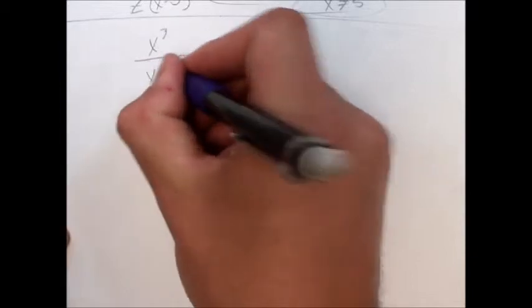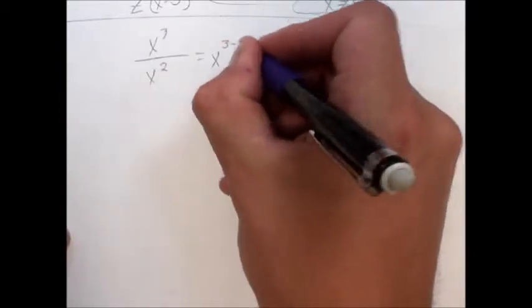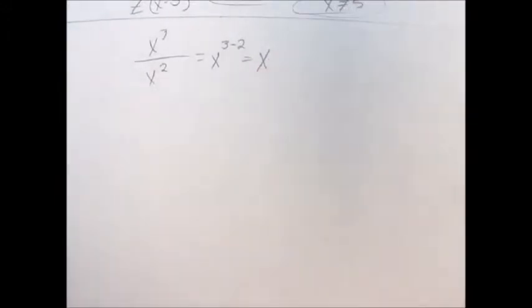Our quotient of powers, remember that if we have x to the third divided by x squared, we just take the powers and subtract them, so it's 3 minus 2. So the answer to this one would be x to the 1 or just x. So the quotient of powers property says when dividing things with like bases, we subtract their exponents. Multiplying things with like bases, we add their exponents.